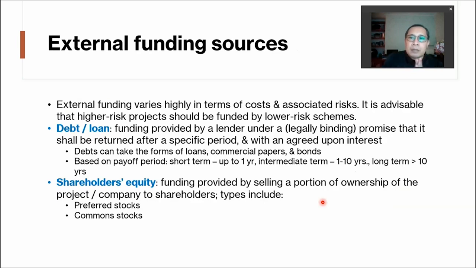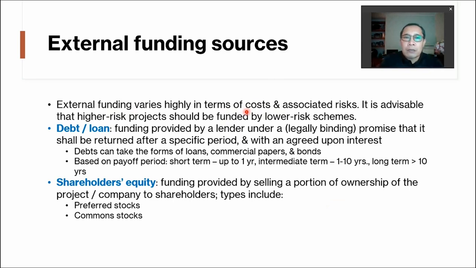And most of the major chemical engineering projects are funded by the so-called external funding resources. These sources vary highly in terms of costs and associated risk. Now, pay attention to cost here. What is meant by cost is that when we look for funding for our project, we also have to expend some money. So you need money to get money. That's the bottom line.